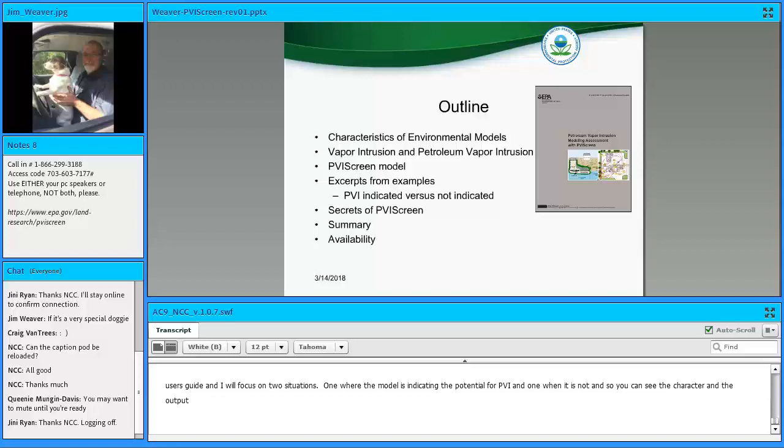And then I have secrets of PVIScreen that won't be secret after we get to that slide, but there's some things about it that need to be kept in mind. And then I'll go through a summary and we'll talk about availability, which is just clicking on this link. And then, as I said, I will launch into the live demo.